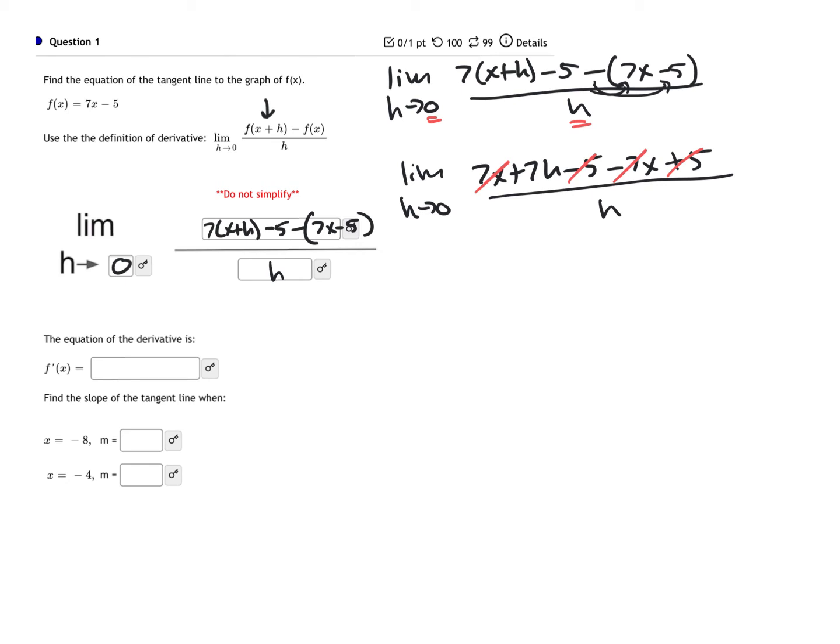So what we're going to do is just the limit as h approaches 0 of 7h over h. Well, my h's cancel out, so I'm going to have the limit as h approaches 0 of 7, which is just equal to 7, because there's no h's to put that 0 in for. So in this case, my f prime of x is going to equal 7. And here, it doesn't matter what value of x it is, it's always just going to equal 7.